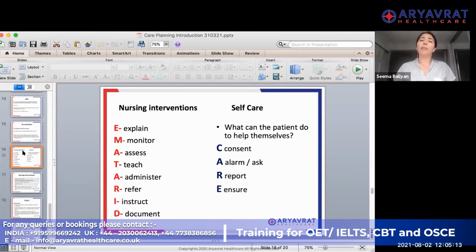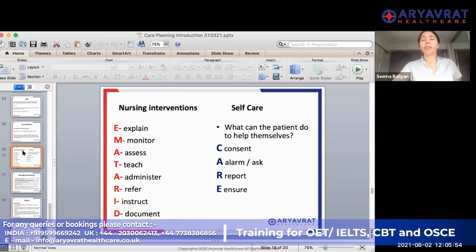Now again, refer might not be relevant for each and every situation, but say for example, if you are doing a MUST scenario, then definitely you are going to refer the patient to the dietitian. If it is a patient who has had a knee replacement or a hip replacement, or even in this carpal tunnel one, we are going to refer him for physiotherapy, because we know that the patient will require some physiotherapy. Then I is for instruct: you are going to instruct the patient to take care of the wound and make sure that it does not get infected.